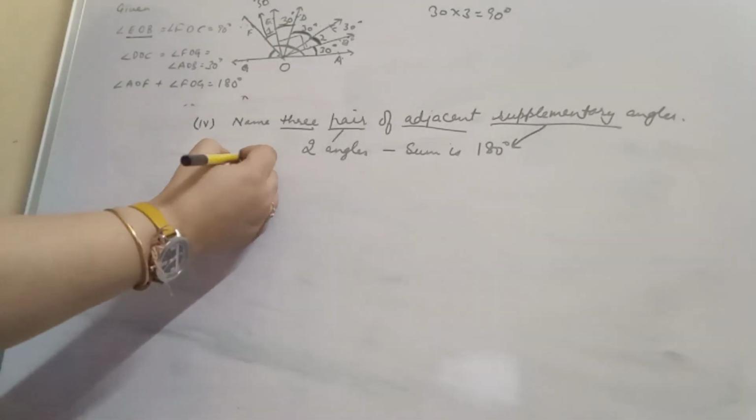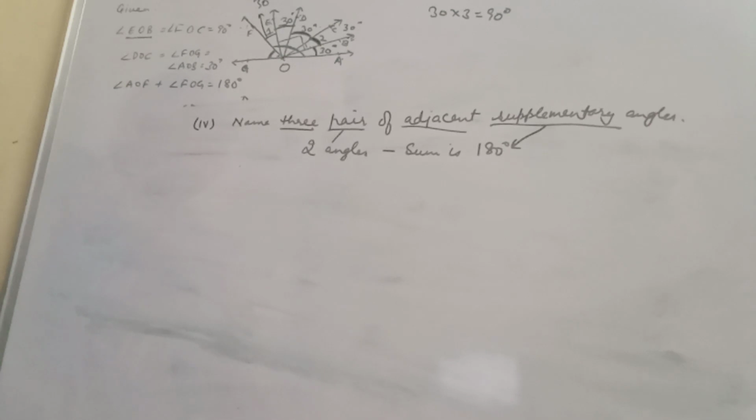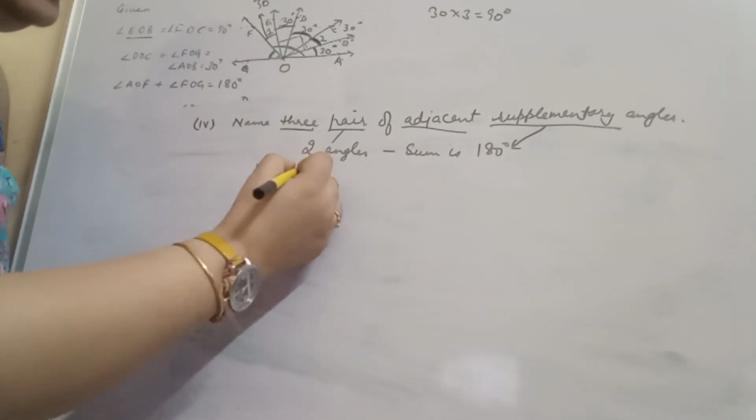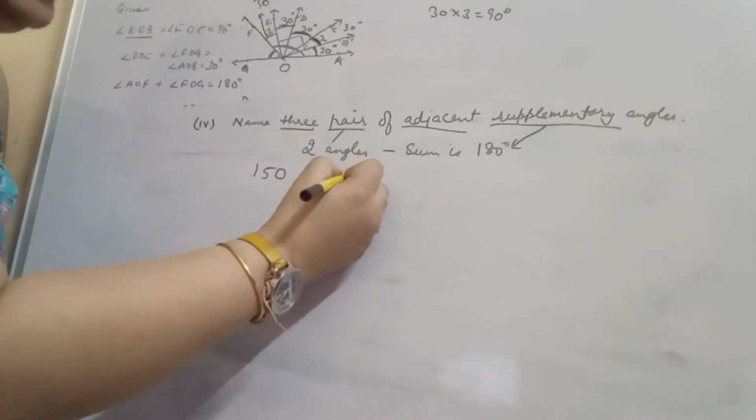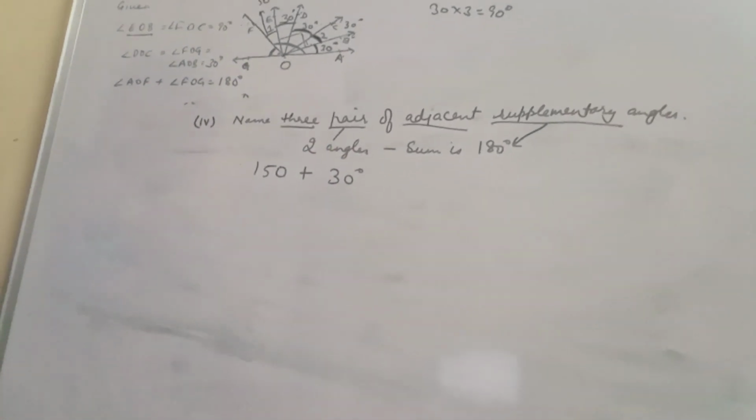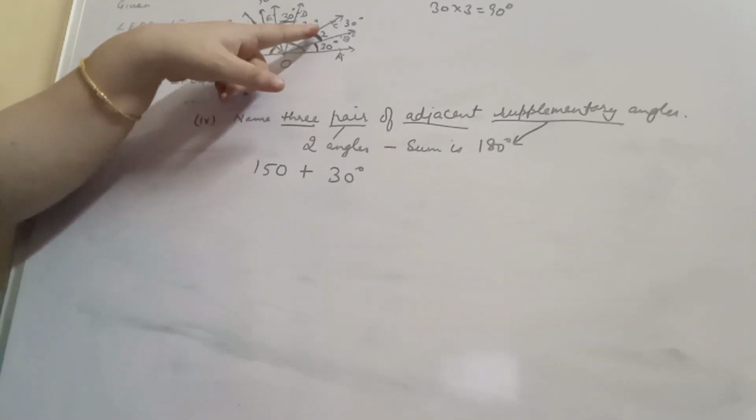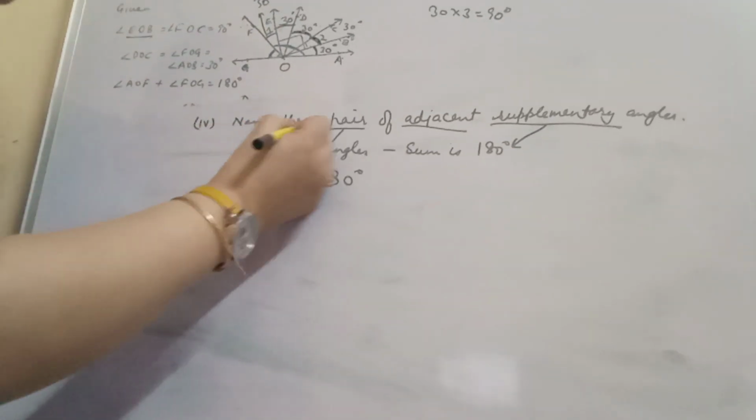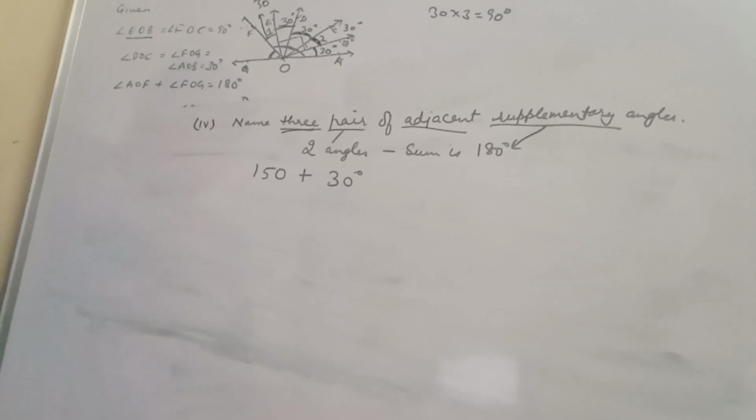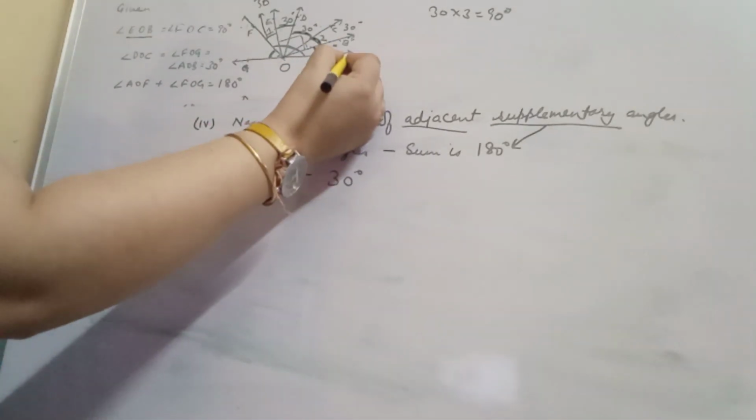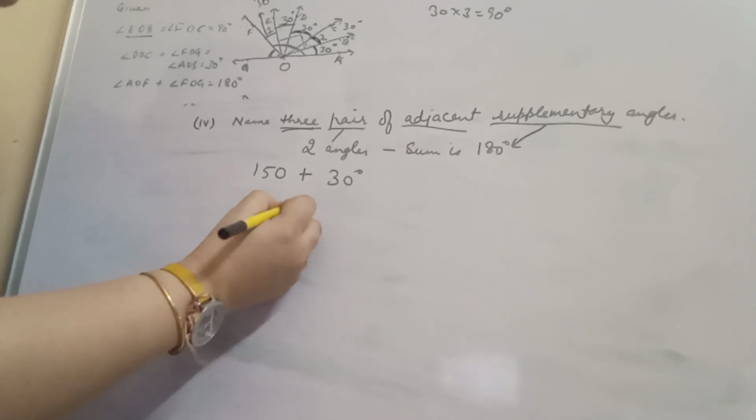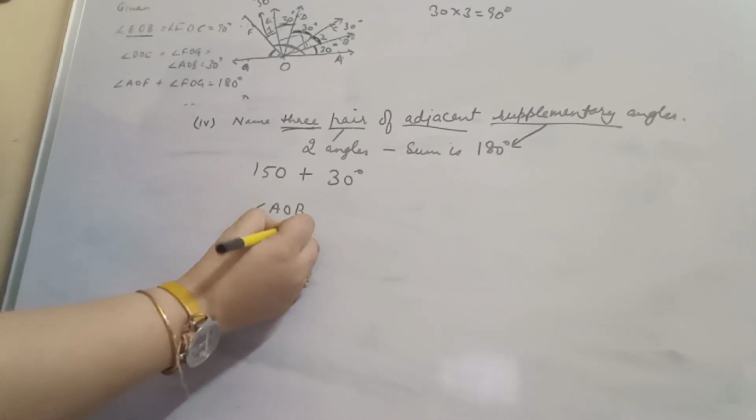So when will 180 be formed? How can you get 2 pairs, 2 angles with sum 180, like 150 plus 30. So now I have 30, 30, 30, 30, 30, all angles are 30. So I have to name 3 pairs which are 180 degree. So let's start with first angle AOB. So I have AOB which is 30 degree.